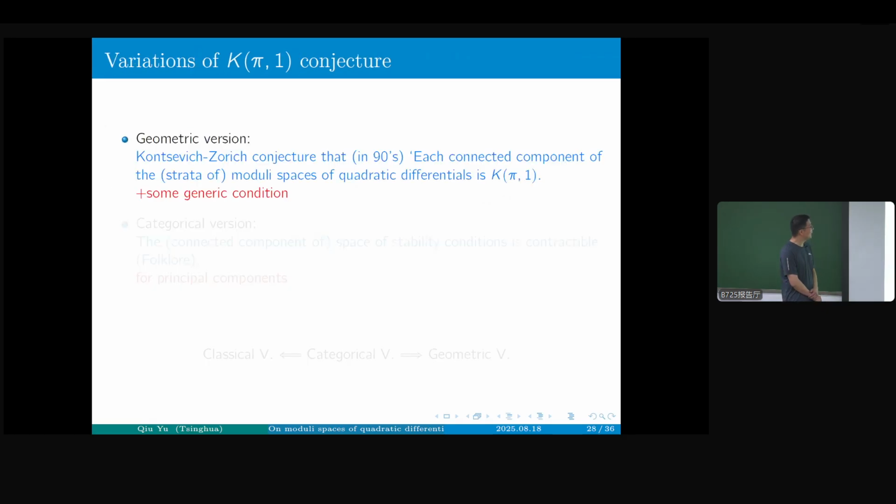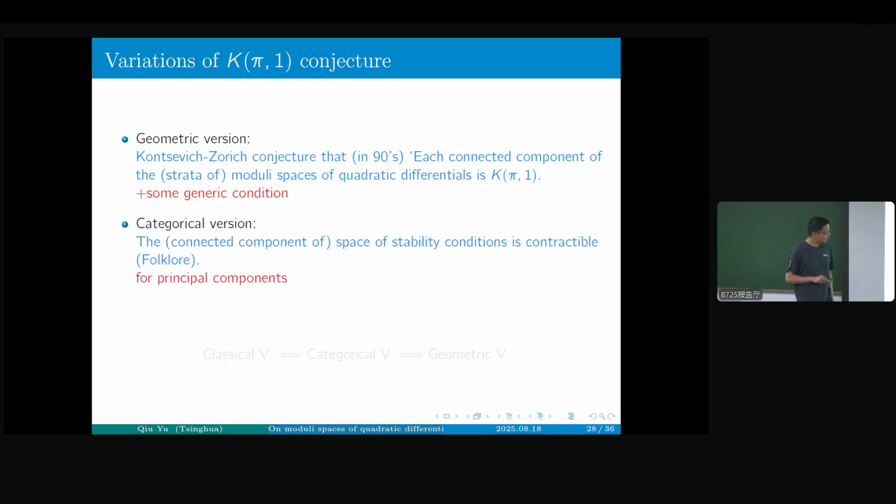But I'm more interested in variations of this conjecture. The first variation is conjectured by Kontsevich and Zorich. They say that the strata of moduli spaces of quadratic differentials should be K(pi,1), where the pi1 is some subgroup of the mapping class group. This conjecture may be too general, so maybe you need to add some condition, like having enough simple zeros, or most of the zeros having the same order. Maybe in general this is not true, but for the generic case, I hope this is true. So this is one variation of the K(pi,1) conjecture.